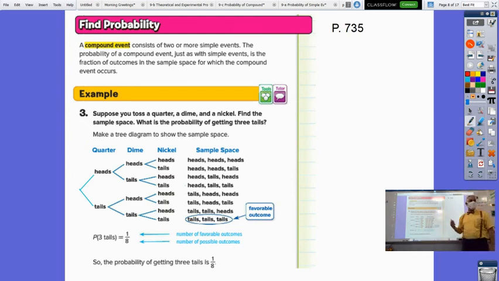What's the probability of getting 3 tails? Tails, tails, tails. It is 1 combination out of 8. There are 8 combinations in this sample space, right? 8 possible outcomes. So the probability of getting 3 tails when you flip 3 coins is 1 out of 8. Okay? Favorable outcome divided by how many possible answers there are in the sample space. Okay, so this is the second thing that you need to be able to do.